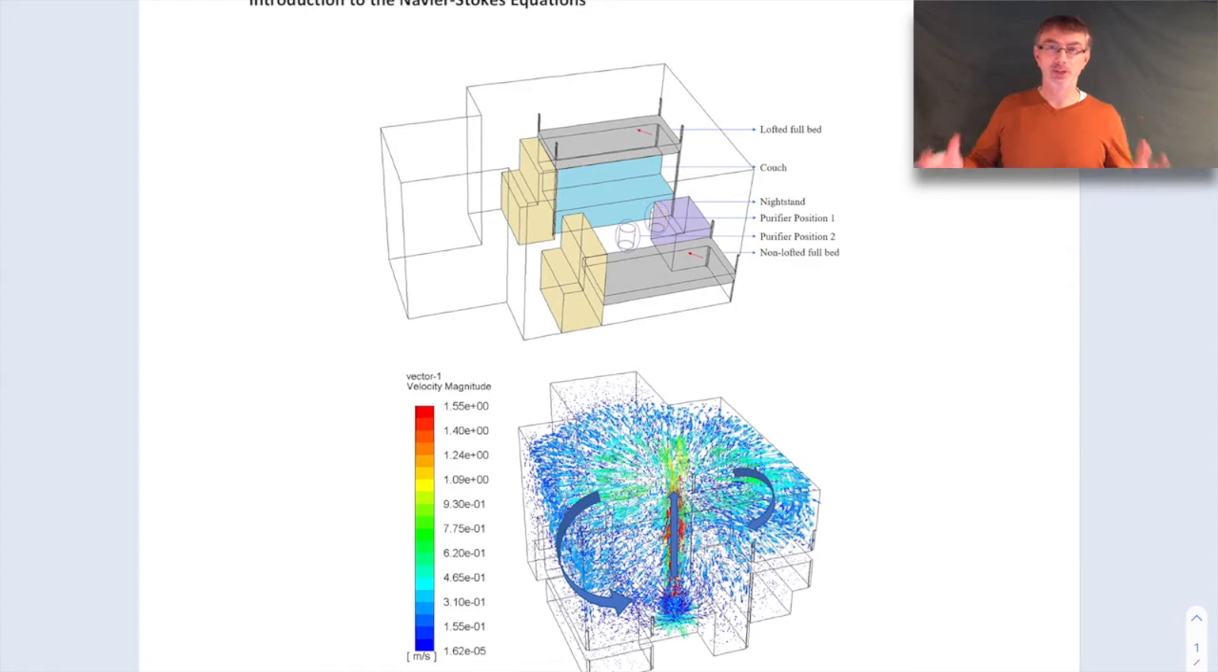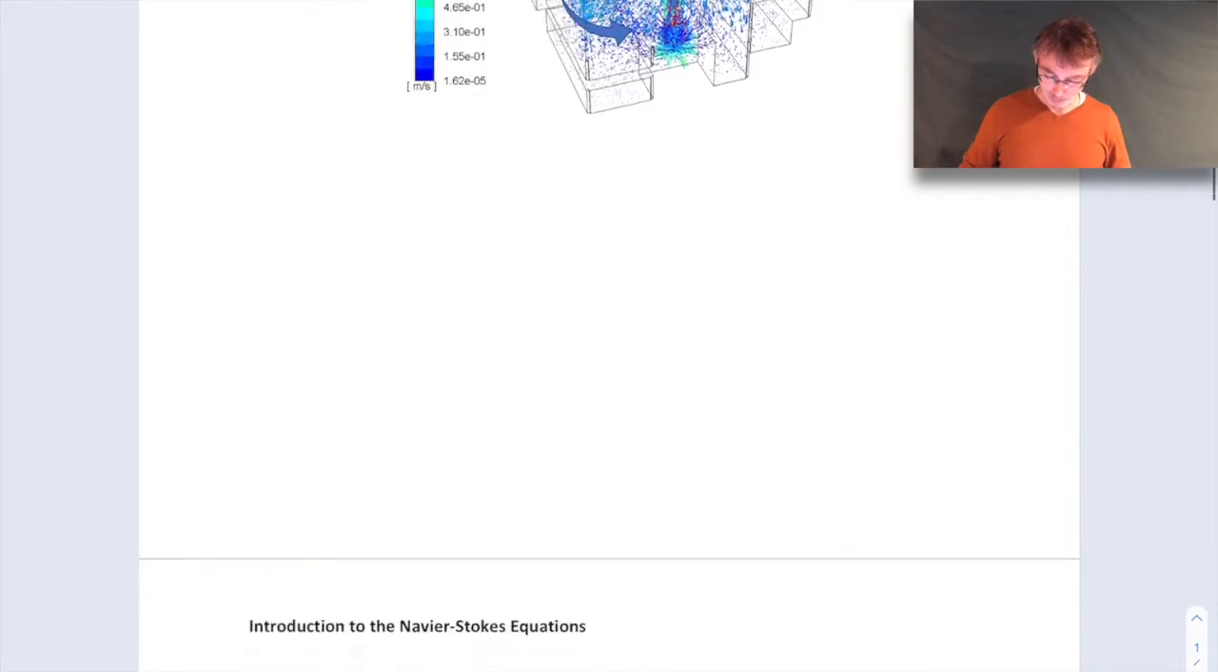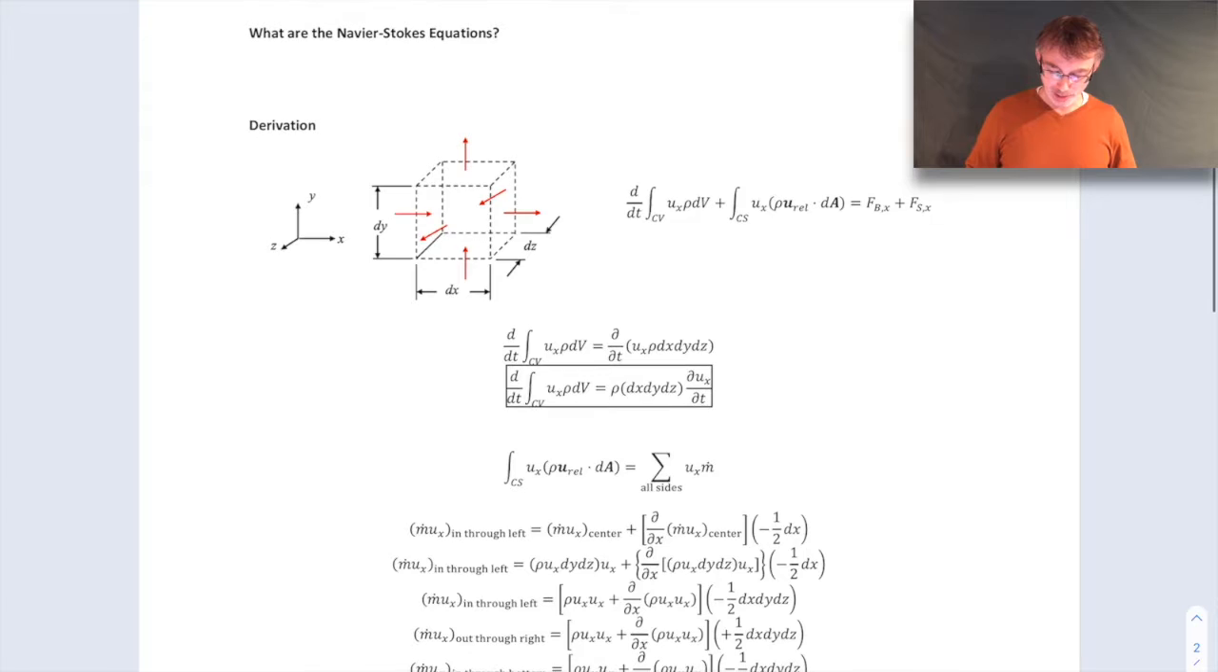So since we're solving the Navier-Stokes equations, I thought that would be a good motivation for the topic today, which is just an introduction to those Navier-Stokes equations. So let's go ahead and get into the material. And I guess I already covered this first question. What are the Navier-Stokes equations?